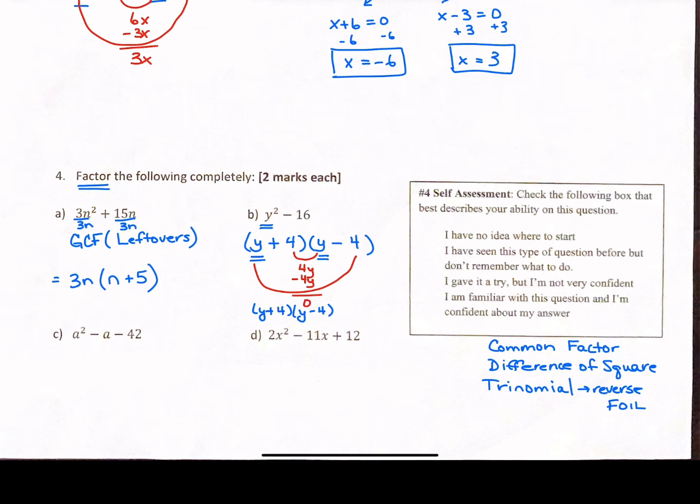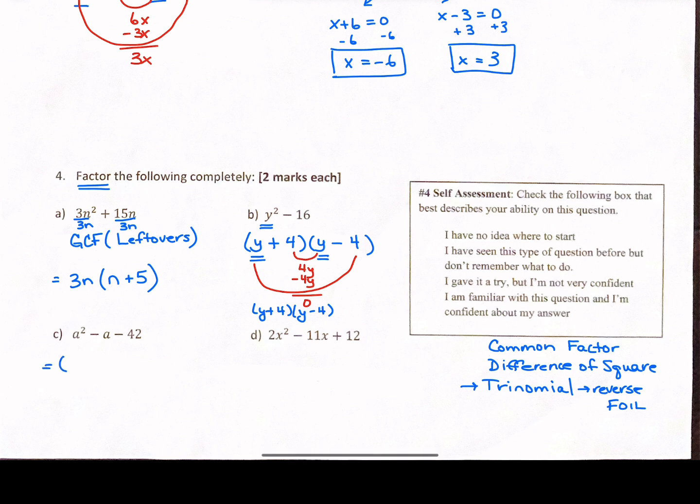In part C here, we see 3 terms, a squared minus a minus 42. I don't see a common factor across the board. There's nothing common to all 3 terms. I don't see a difference of squares because in a difference of squares, I have to have 2 terms separated by a minus. So this is a trinomial that we have to factor. And essentially this becomes the reverse of the FOIL process.